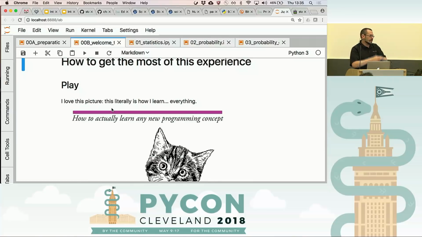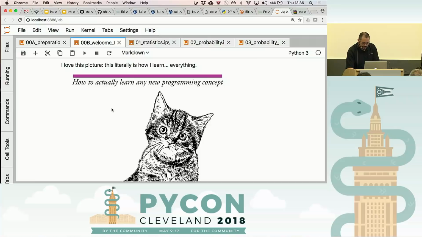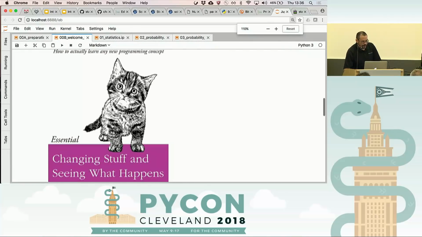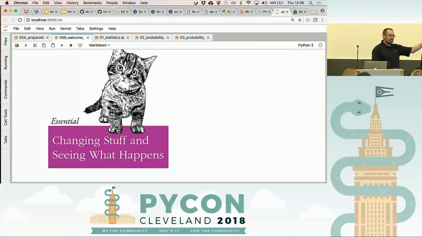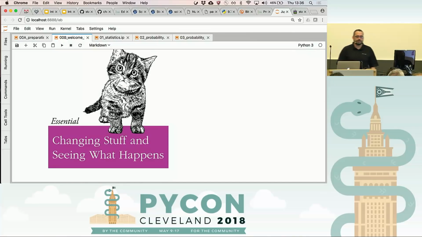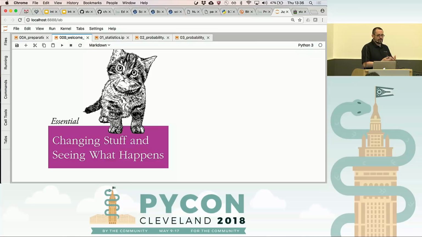So how do we get the most out of this experience? I love this picture, and let me zoom down so you can kind of see it. The top, and I apologize, it's small font, it says, how do you actually learn any new programming concept? By changing stuff and seeing what happens. One of the cool things about Python is that you can try something, run it, and see what happens. You go, wow, that was cool. Let me change this number, or let me do this thing. And you run it again, and you get an instantaneous kind of response.